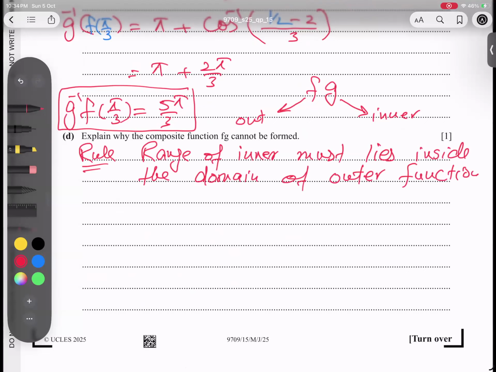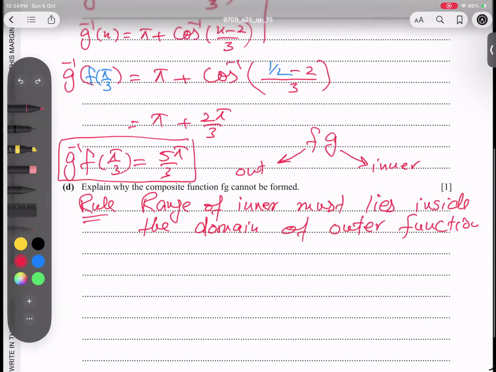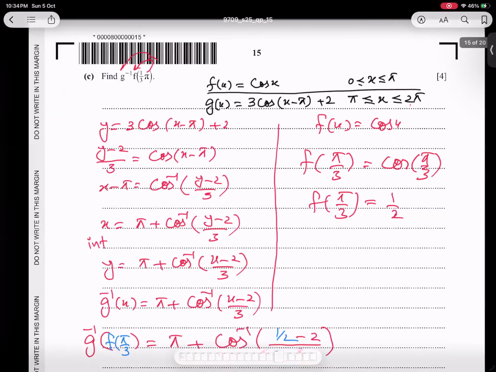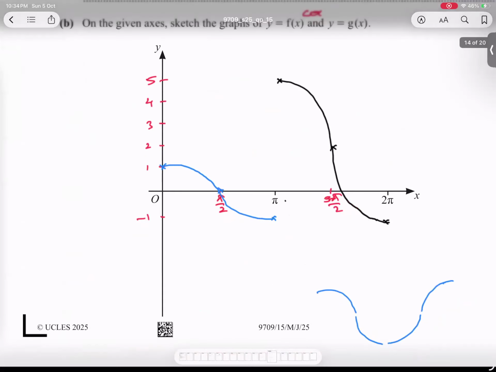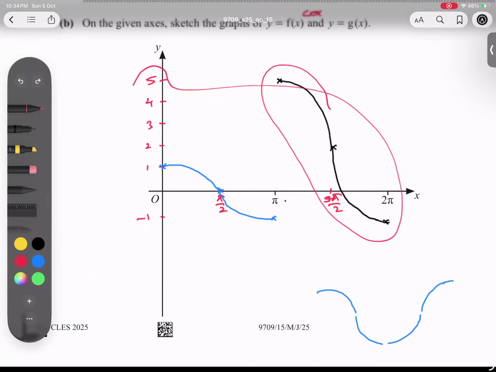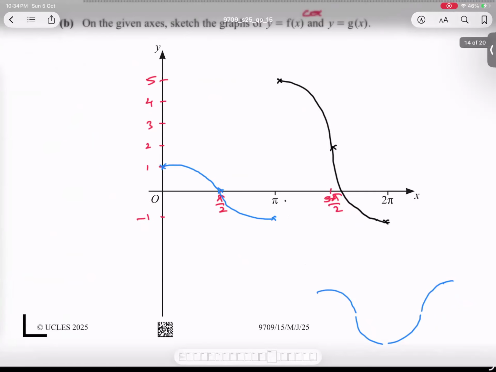Okay, let's start now. Range of the inner function. How do we find the range? Where's the inner function? This inner function. Let's go back and find the range. What does range stand for? Y coordinates. So the range of the y coordinate is very obvious: highest value 5 and lowest value -1. So the range of the g function is 5 highest, -1 lowest.